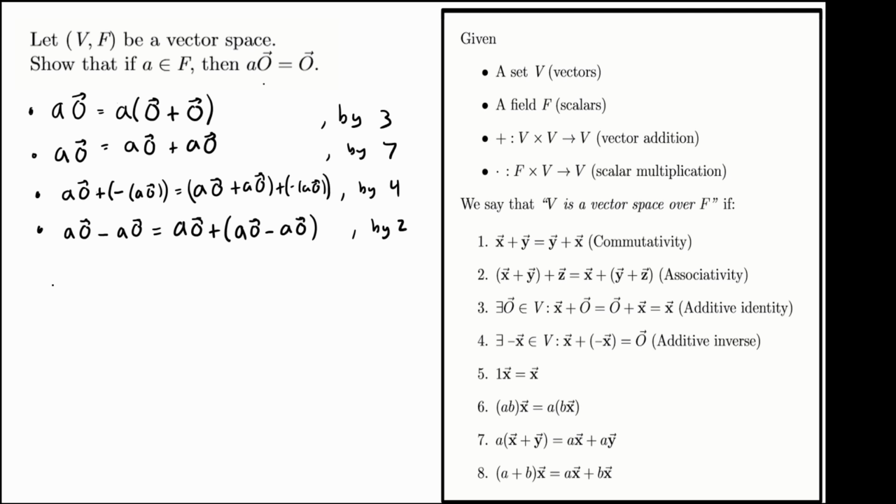Now I use the definition of the additive inverse. So if I add a vector with its additive inverse, then I just get the 0 vector. And finally, by the definition of the additive identity, if I have something plus the 0 vector, I get that something back. So this gives me that the 0 vector is equal to a times the 0 vector. And this completes the proof.